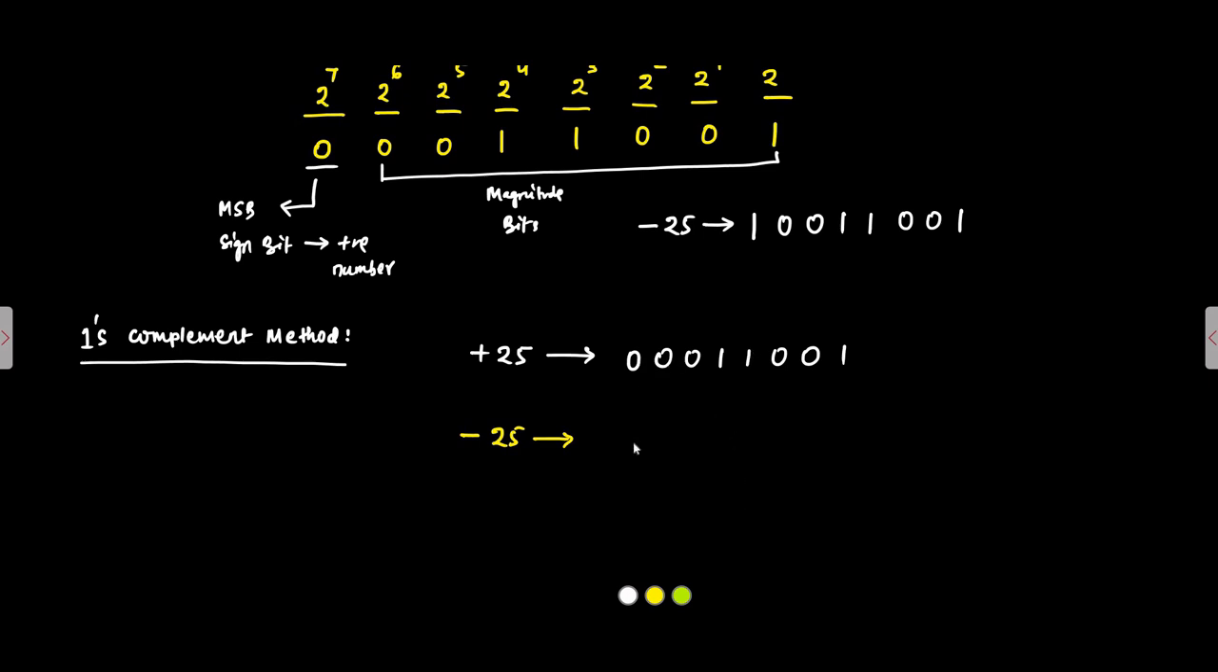So it will become 1 1 1 0 0 1 1 0. This is minus 25 in 1s complement form. Then comes the 2s complement method.